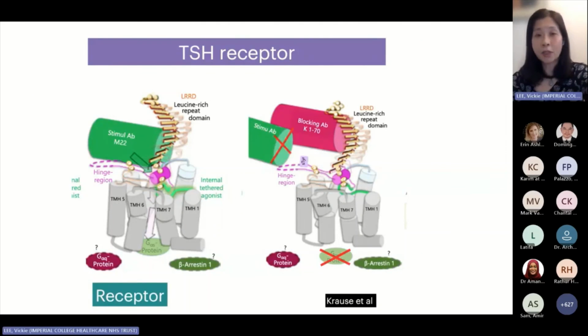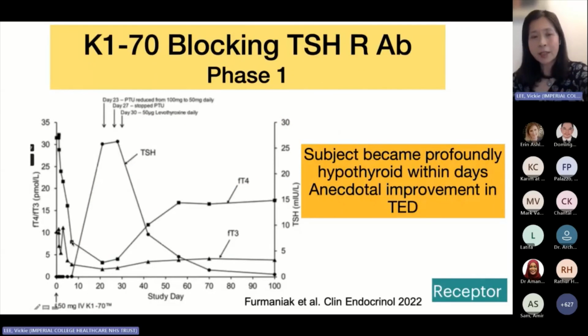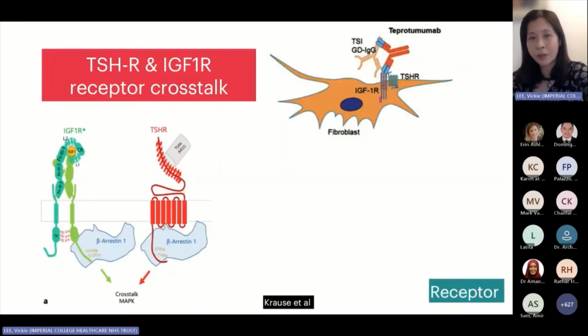Another exciting development is actually at the receptor level. So the obvious one to target is the TSH receptor, and K1-70 has been found to block the TSH receptor quite effectively in both animal studies as well as humans in this phase 1 trial at different doses of K1-70. And excitingly, it seems to also reverse the hyperthyroidism, and this subject became profoundly hypothyroid after being given K1-70. I believe this is in our phase 2 trial in Southeast Asia, and we shall await new developments.